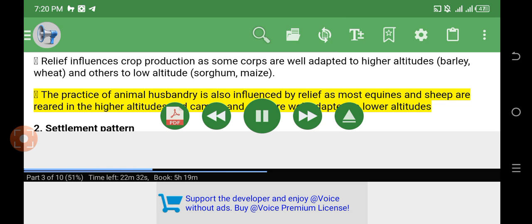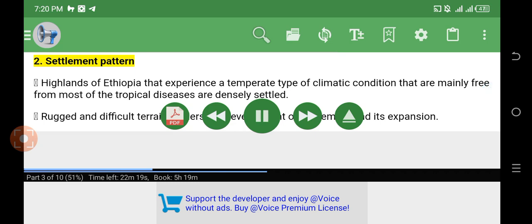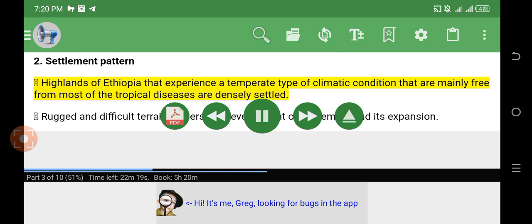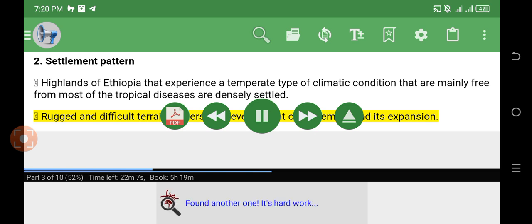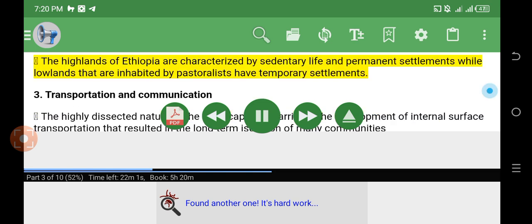2. Settlement pattern. Highlands of Ethiopia that experience a temperate type of climatic condition and are mainly free from most of the tropical diseases are densely settled. Rugged and difficult terrain hinders the development of settlement and its expansion. The highlands of Ethiopia are characterized by sedentary life and permanent settlements, while lowlands that are inhabited by pastoralists have temporary settlements.